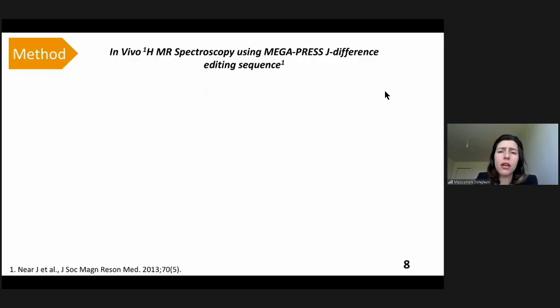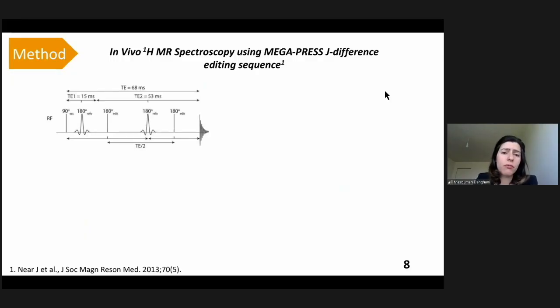For the MEGA-PRESS J-difference editing sequence, the reason that we use this sequence is that the GABA peak at 3 ppm overlaps with dominant signals such as creatine, and MEGA-PRESS J-difference editing is one of the widely used methods for separating the GABA peak from creatine.